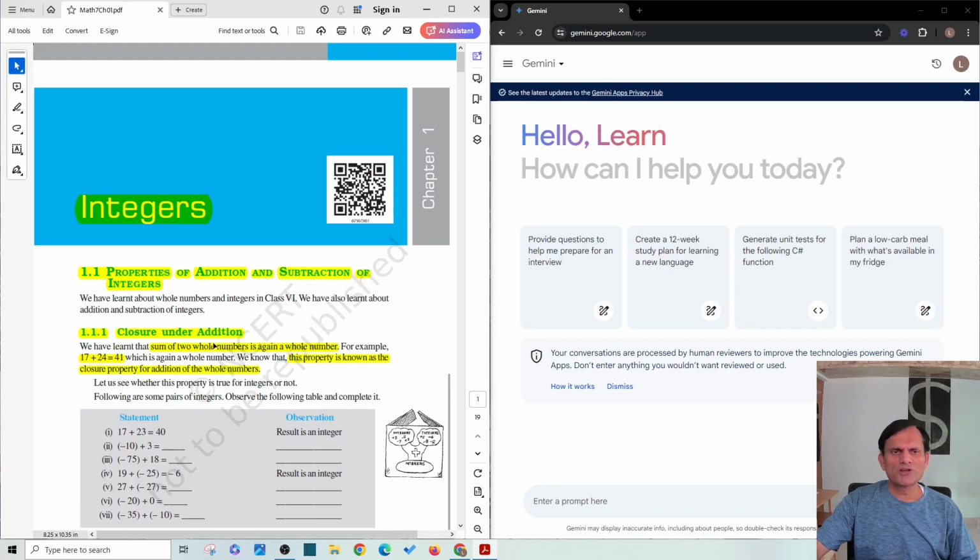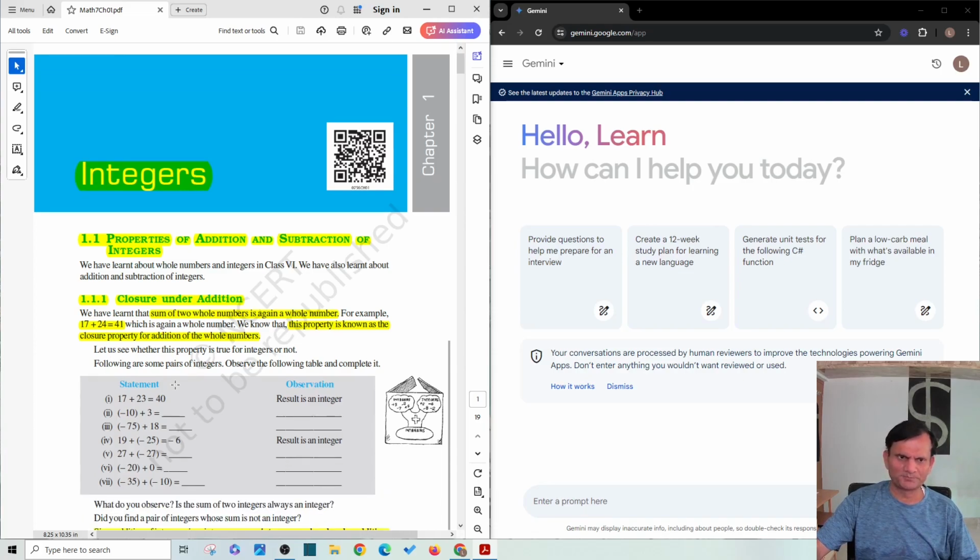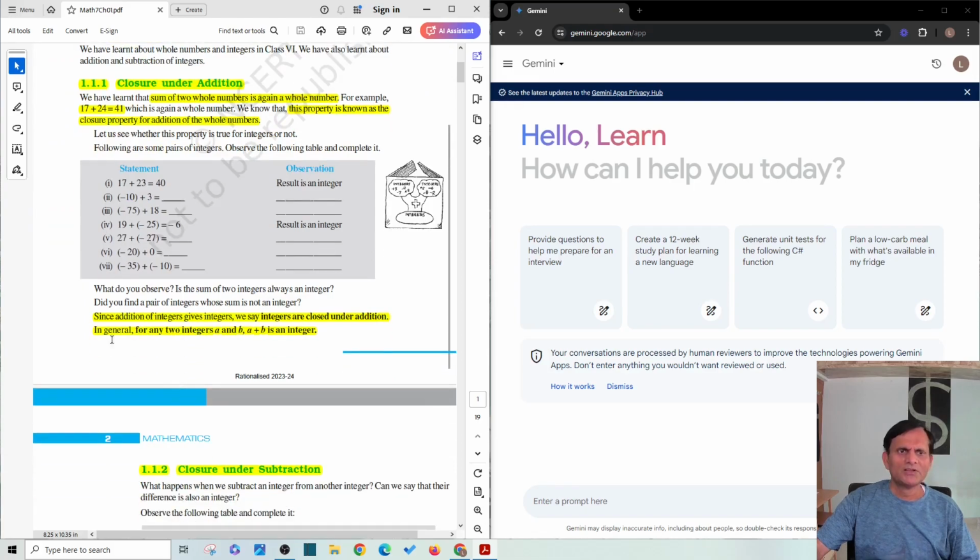So what is closure under addition? If the sum of two whole numbers is again a whole number, like 17 plus 24 equal to 41, this property is known as closure property for addition of the whole numbers. Since addition of integers gives integers, we say integers are closed under addition. In general, for any two integers a and b, a plus b is an integer.